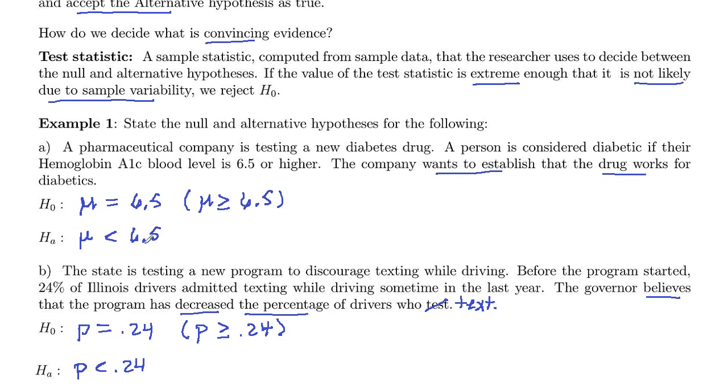Both of these were what we call one-sided tests, less than or greater than. We're trying to show a direction. If instead of decrease it just said changed, then we would have equal, not equal. So that's null and alternative hypothesis.